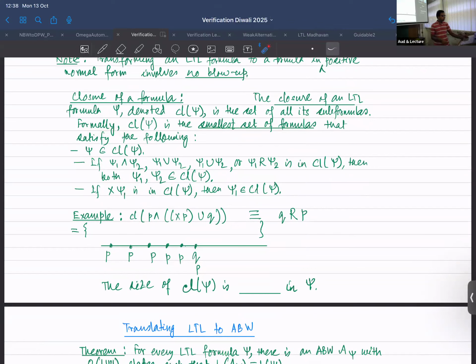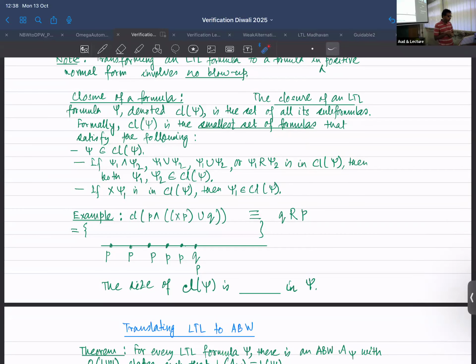Okay. And then if psi1 and psi2, or psi1 or psi2, psi1 until psi2, or psi1 release psi2 are in the closure of psi, then both psi1 as well as psi2 are also in the closure. Similarly, if next of psi1 is in the closure of psi, then psi1 is also in the closure of psi. So all the subformulas, all the components, are also in the closure.